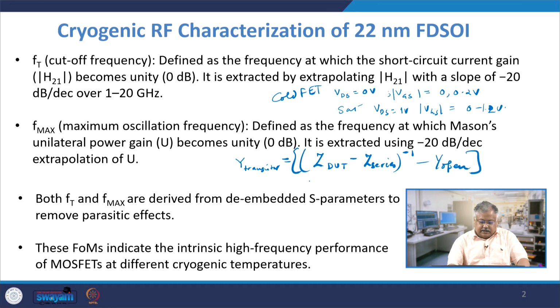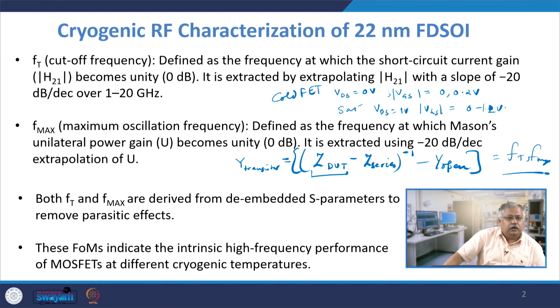So, Y of the transistor, Z DUT is the Z parameter of the measured device. This is the measured Z parameter of this device, Z11, Z12, Z21 and Z22, the 4 parameters which are used, and these are actually used to calculate the value of FT and Fmax at a later time. Okay. So, this gives you a brief idea about the cryogenic RF characterization which you get for a 22 nanometer FDSOI, and the figure of merit will have intrinsic frequency performance gain of MOSFET at different cryogenic temperatures.